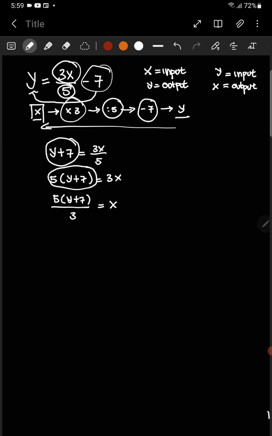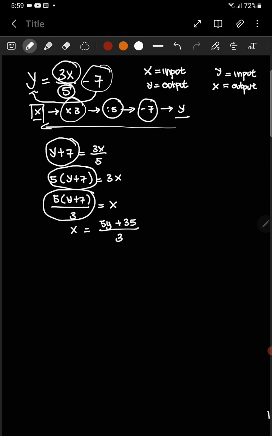Usually the subject will be on the left, so I will change the position. x is equal to, there is a bracket. If you want to expand it, it is fine. So 5 with the y is 5y, and then 5 with 7 is 35, over 3. Or you can also write this one as the answer.